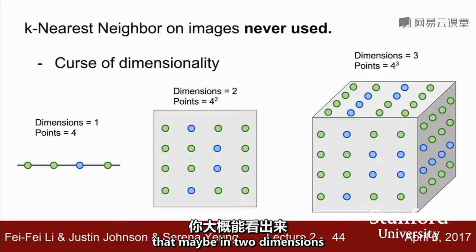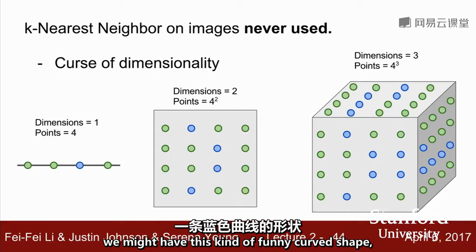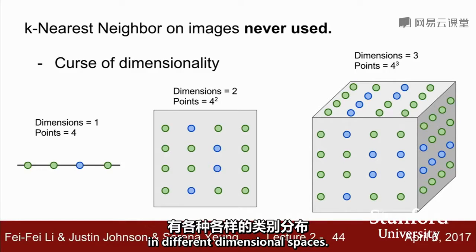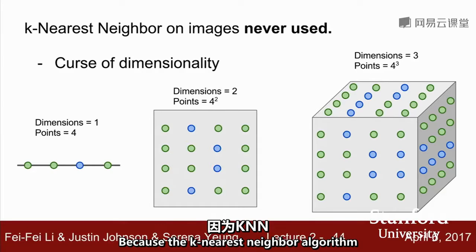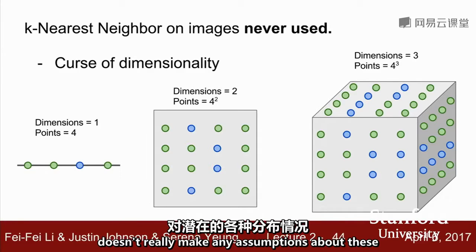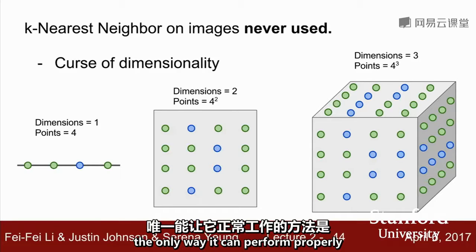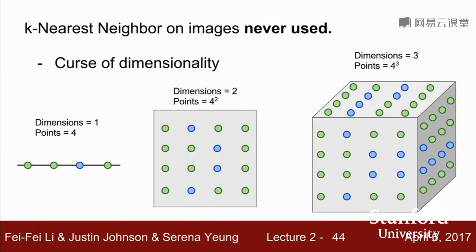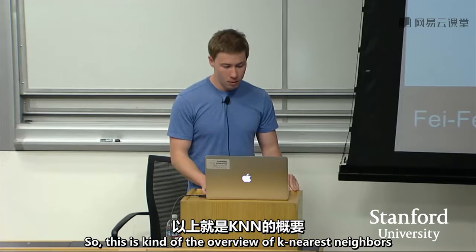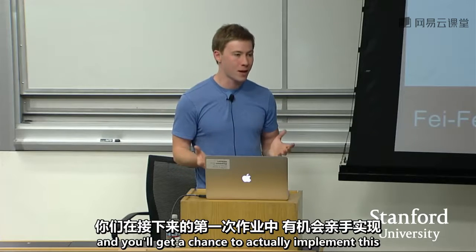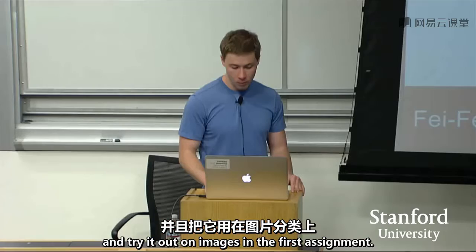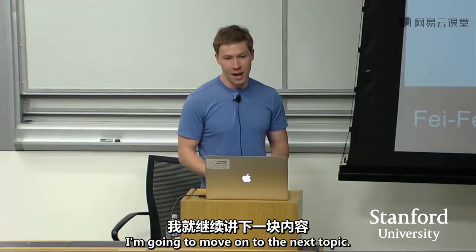So this is giving you a sense that maybe in 2 dimensions, we might have some funny curved shape, or you might have arbitrary manifolds of labels in different dimensional spaces. Because the k-nearest neighbor algorithm doesn't really make any assumptions about these underlying manifolds, the only way it can perform properly is if it has quite a dense sample of training points to work with. So this is the overview of k-nearest neighbors, and you'll get a chance to actually implement this and try it out on images in the first assignment. If there's any last-minute questions about KNN, I'm going to move on to the next topic.